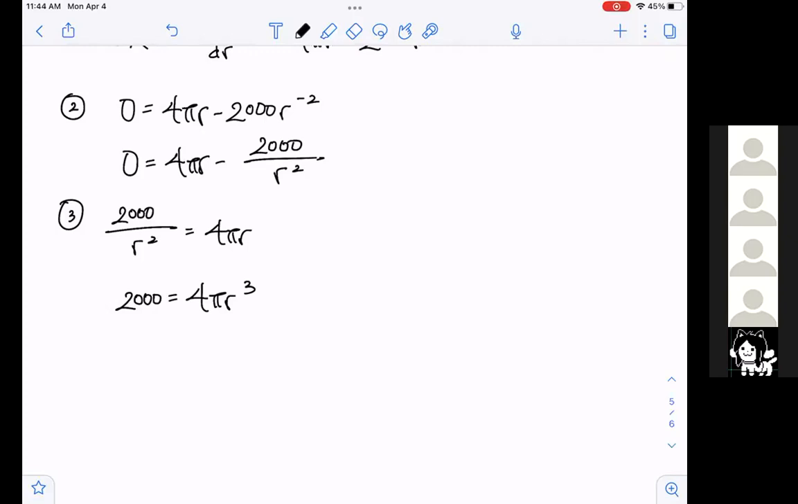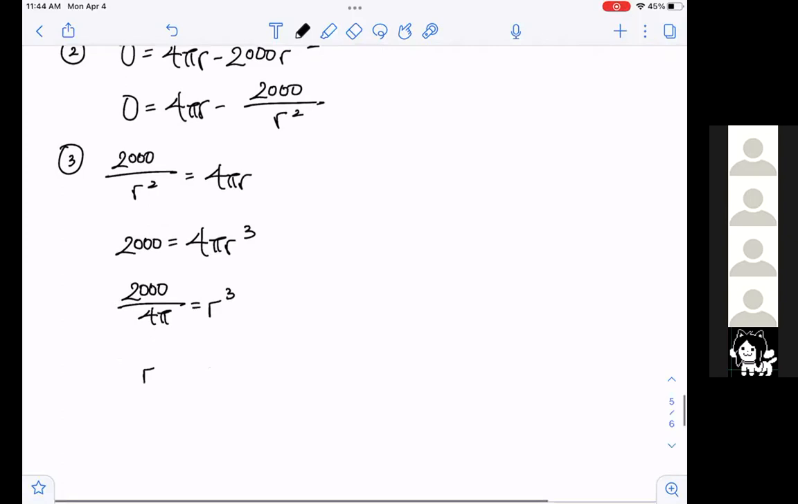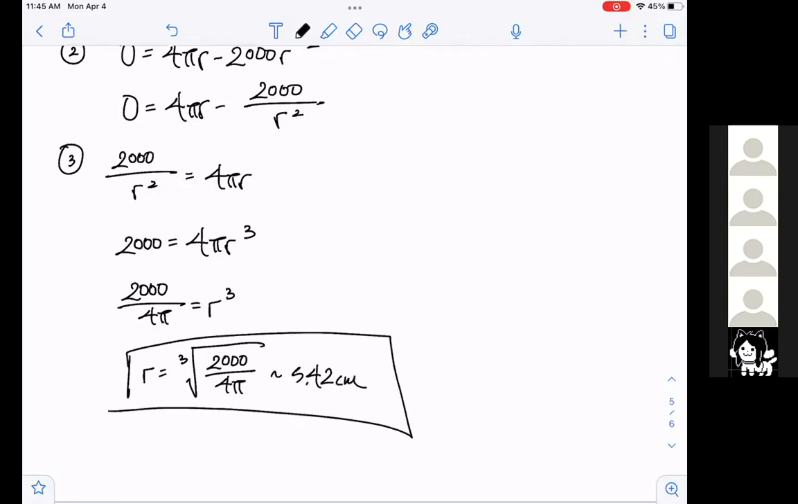Yeah, divide by that 4 pi, and then what do we do to get r? Yeah, that cube root. Okay, so we're going to have 2000 over 4 pi equals r cubed. And then r is going to be the cube root of 2000 over 4 pi. And if you throw that into a calculator, you'll get about 5.42 centimeters. Okay.